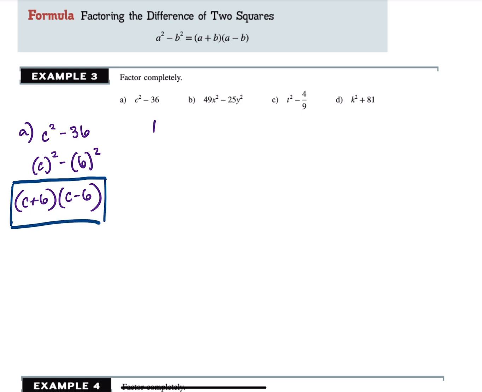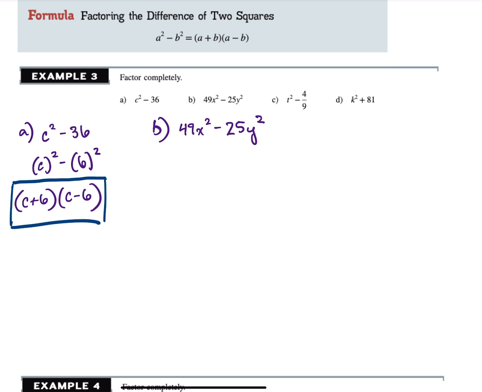Part B, we have 49x squared minus 25y squared. So we have variables on both of our terms. We can see that we have x squared and y squared. So the question is, are the numbers in front of these also something squared?